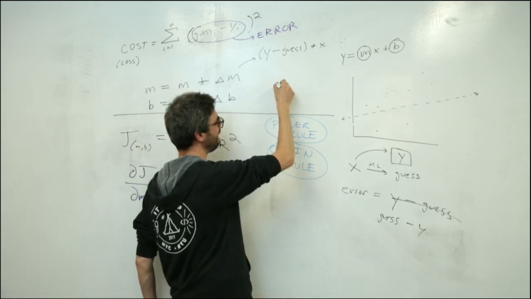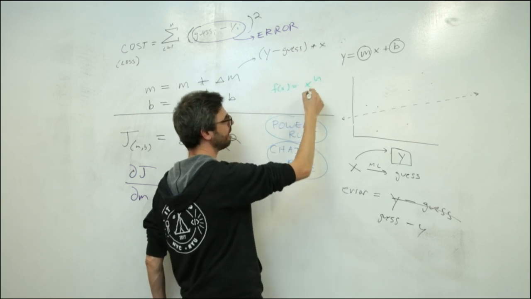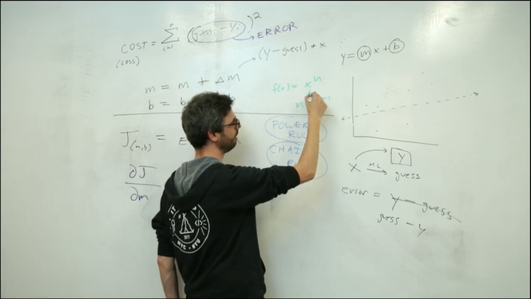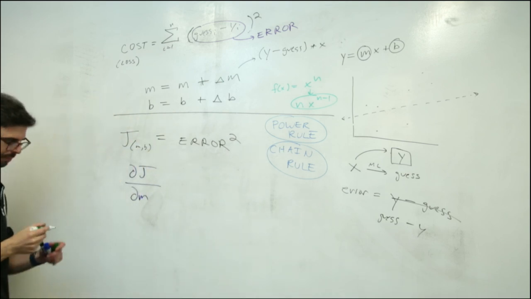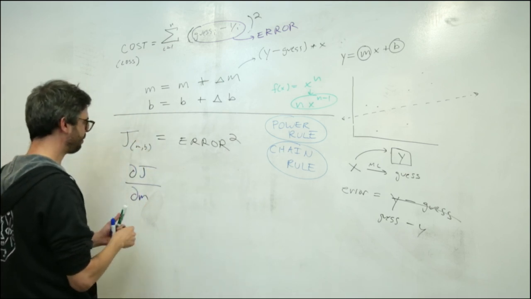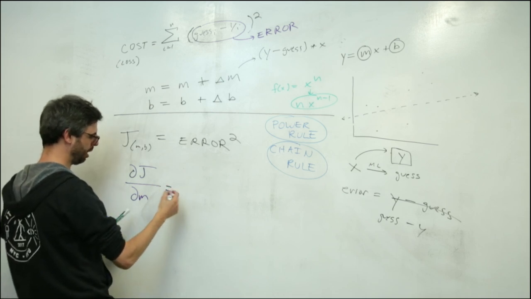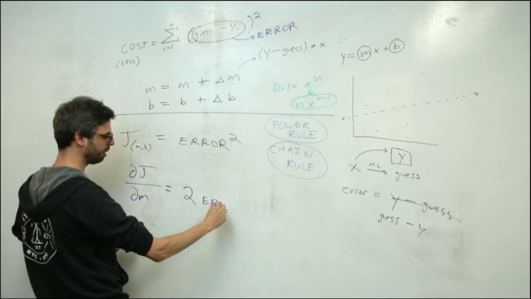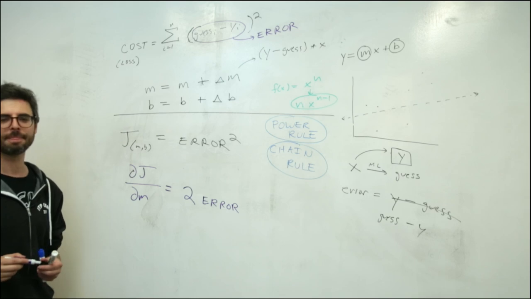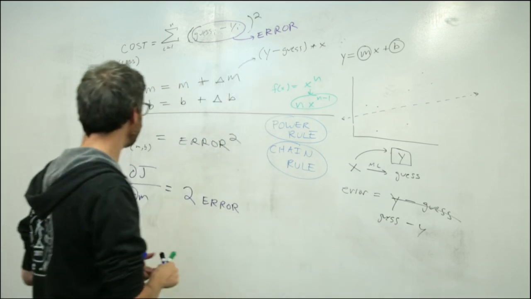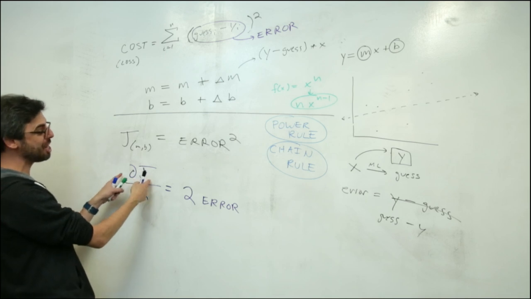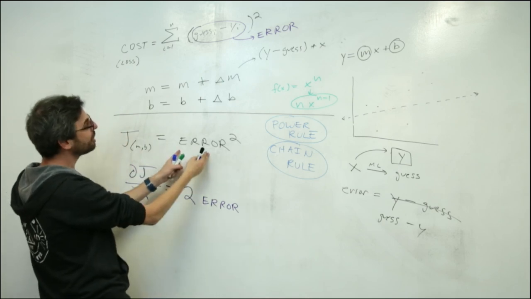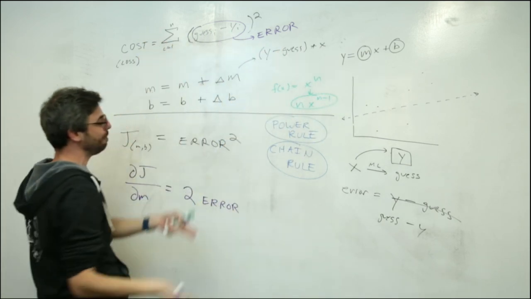If I have a function like f of x equals x to the n, the power rule says that the derivative is n times x to the n minus 1. So that's the power rule. So I'm going to now apply that here, and I'm going to say 2 times error to the first power. The other thing, however, is that I want to know how J changes, not according to error, but according to m. Error is a function of m. Error is actually a function of m and b as well.